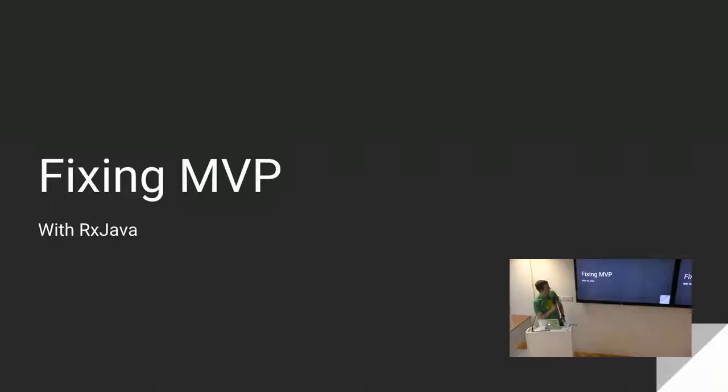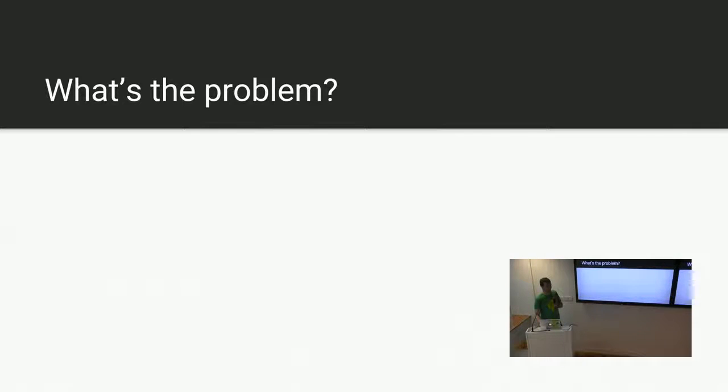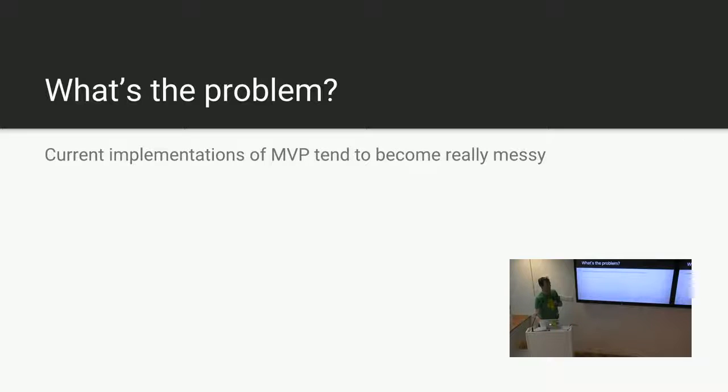Yay. Okay, so fixing MVP. This is something I've had a bit of a pet peeve against for a long time, as MVP is done really badly, in my opinion. So first of all, we better define the problem, because if you do it the other way around, bad things happen. Current MVP implementations tend to get really messy, and they get really bad really fast. They turn into this sort of fragile and confusing nightmare, particularly around testing.